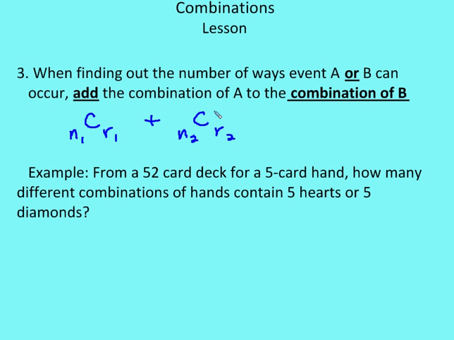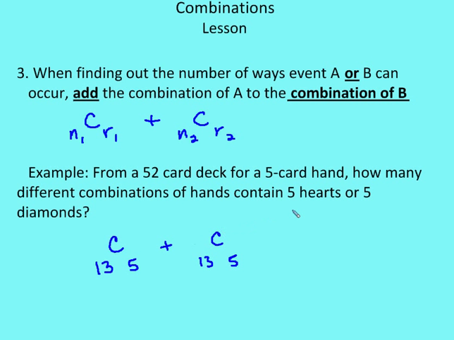Well, we know that there are 4 suits in a 52 card deck. We've got spades, hearts, diamonds, and clubs. So each of the suits has 13 different cards. And what we want to do is figure out, in those 13, how many combinations we can have of 5 hearts, or 5 diamonds. So it would be a combination of 13. We'll take the hearts first, and I'm going to choose 5 of the hearts. And then I'm going to add another combination, 13. I have 13 possible diamonds because there are 13 diamonds in a 52 card deck, and then I'm going to choose 5.